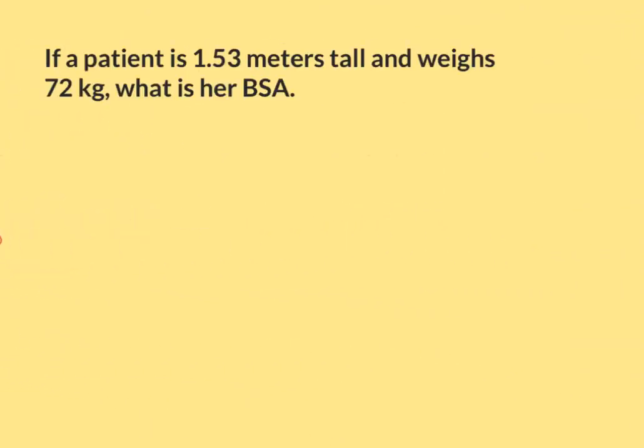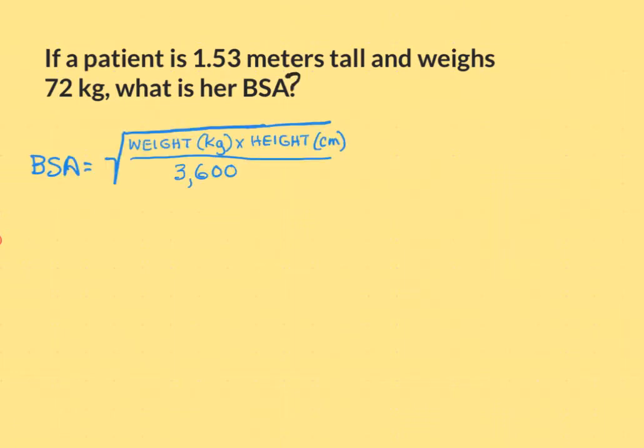If a patient is 1.53 meters tall and weighs 72 kilograms, what is her BSA? Recall that the formula for BSA requires centimeters but we have meters in the problem. Actually, that's not a problem, because we know that 1.53 meters, King Henry doesn't usually drink chocolate milk at McDonald's.